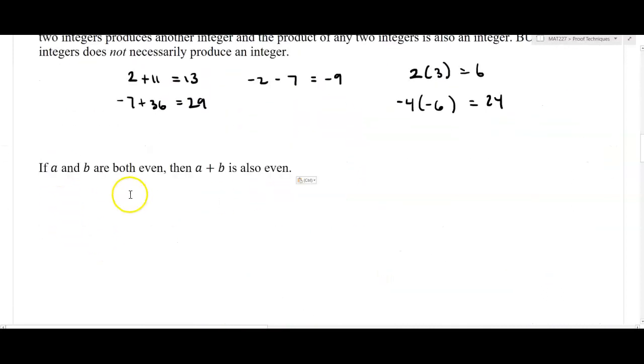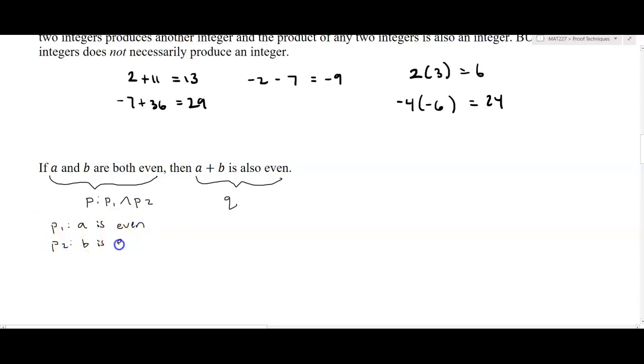Okay, so this was the statement we set out to prove, and we again want to point out what our P and Q are, because we're going to prove this directly. So P is actually this statement here: A and B are both even. A plus B is also even is the statement Q. Now you notice that statement P is a compound statement. We can define it as P1 and P2, where P1 is the statement A is even, P2 is the statement B is even.